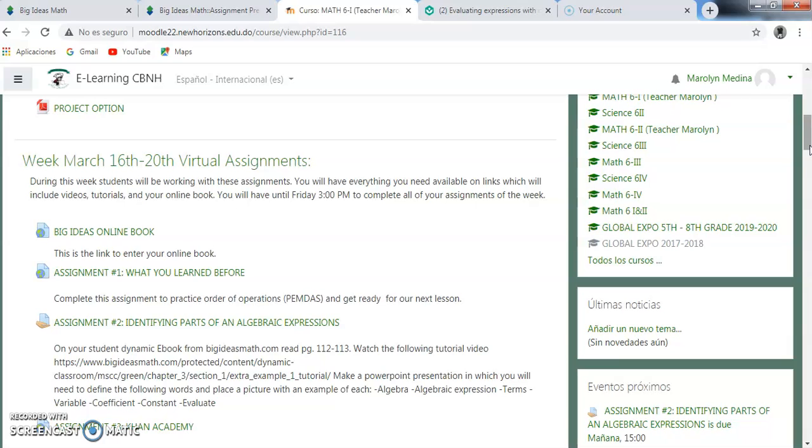In case your PowerPoint has more space than what is needed, you can share it with me through my email.